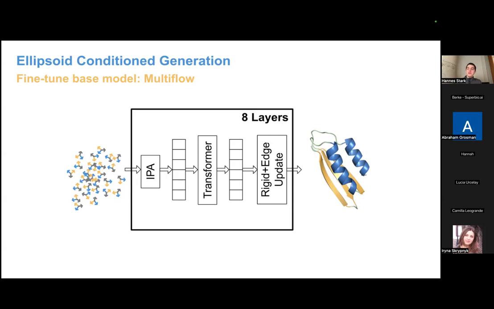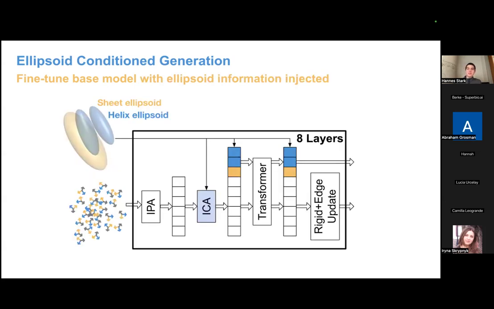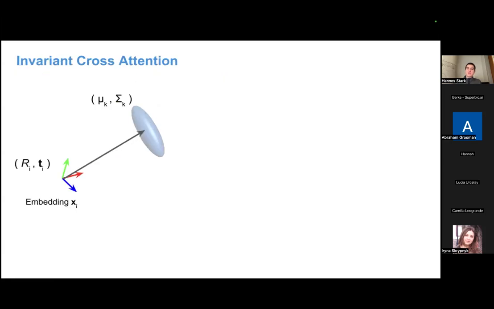Yeah, and now the thing of how we feed in the ellipsoids is that we have these two components. We have additional ellipsoid tokens that are being processed, and we have what we call invariant cross attention, which is an attention mechanism to these covariance matrices, which is something that I guess doesn't exist yet. Good. How does this work, this invariant cross attention?